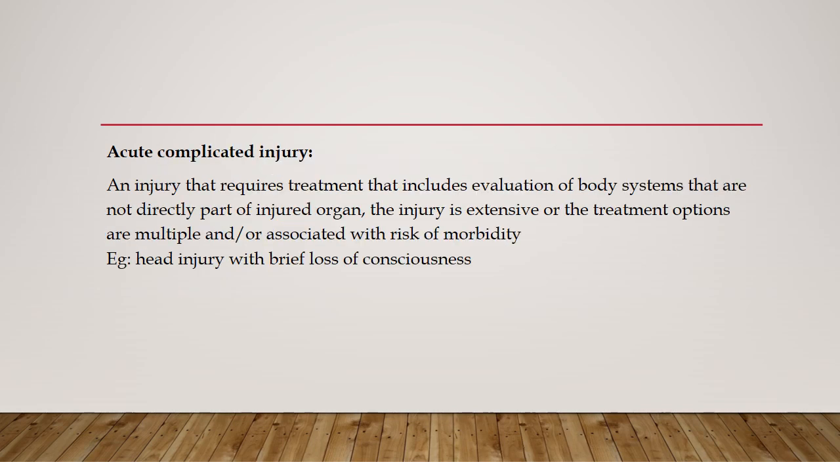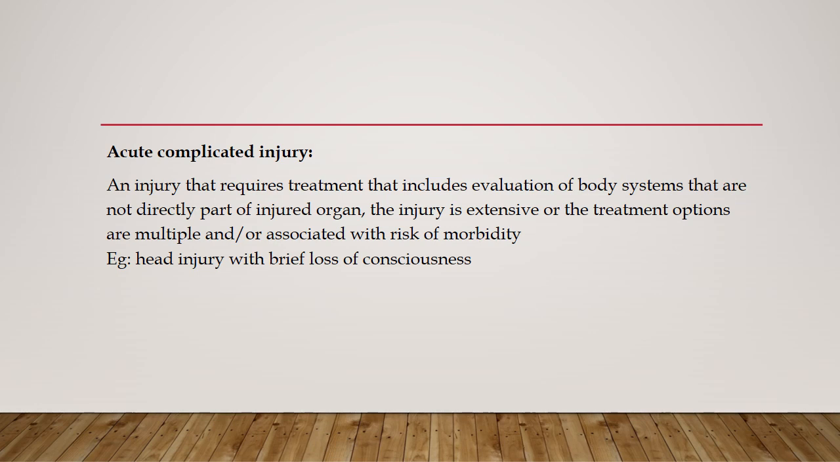Then next, acute complicated injury. This is an injury that requires treatment that includes evaluation of body systems that are not directly part of the injured organ. The injury is extensive, or the treatment options are multiple, or they are associated with the risk of morbidity. We have already seen acute uncomplicated injury. What was that? A recent, short new problem for which the treatment is minimal and once you take the treatment it will be resolved. Then what is acute complicated injury? It is a somewhat complicated, recently occurred condition where we require evaluation of other body systems not directly involved with the injured organ, or which requires extensive treatment options, or where there is an increased risk of morbidity. All such categories can be classified as acute complicated injury.